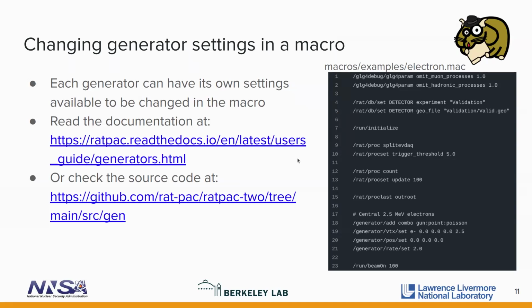Yeah, so each generator has its own settings available to be changed in the macro. Here's a link to the documentation. I think most of them are in the documentation, otherwise you might have to look at the source code. And now I'll just go through a couple different examples to try to show some of the things you can do with RAT pretty easily. You have a decent amount of flexibility and a whole bunch of options to simulate plenty of things just out of the box.